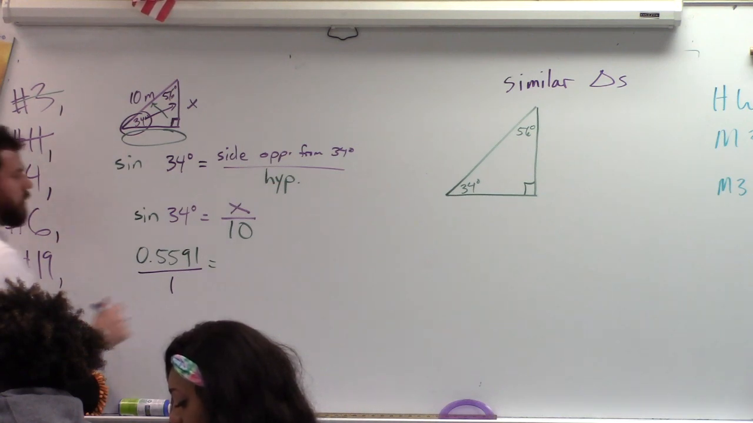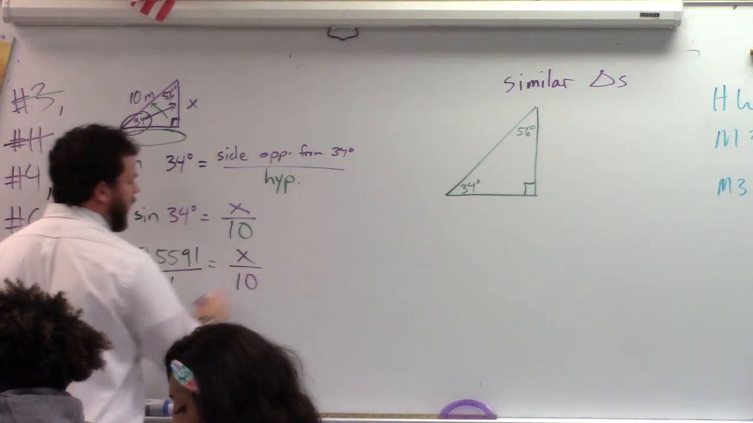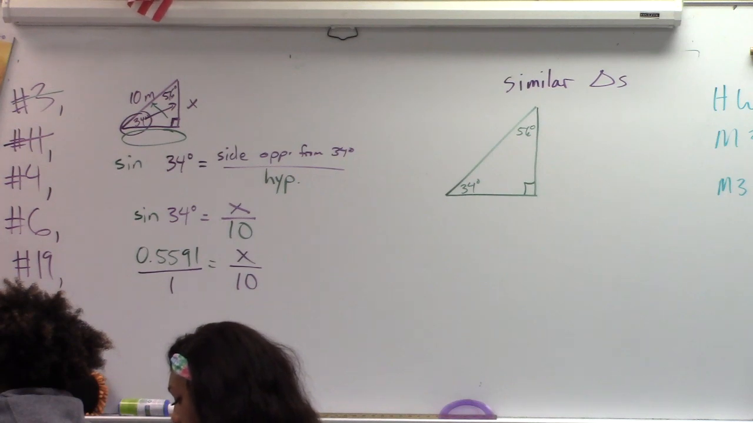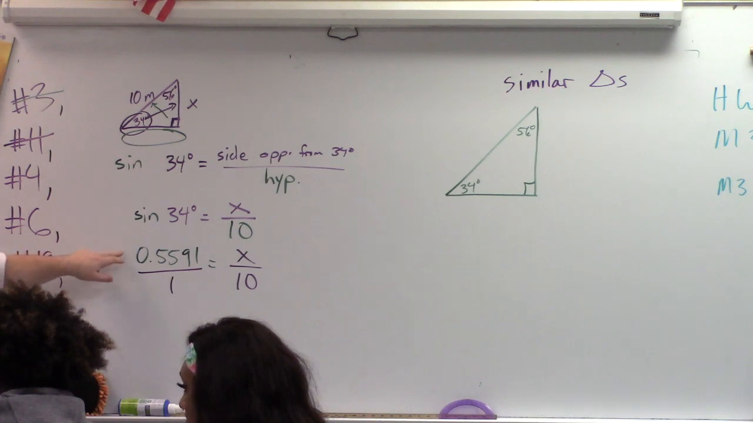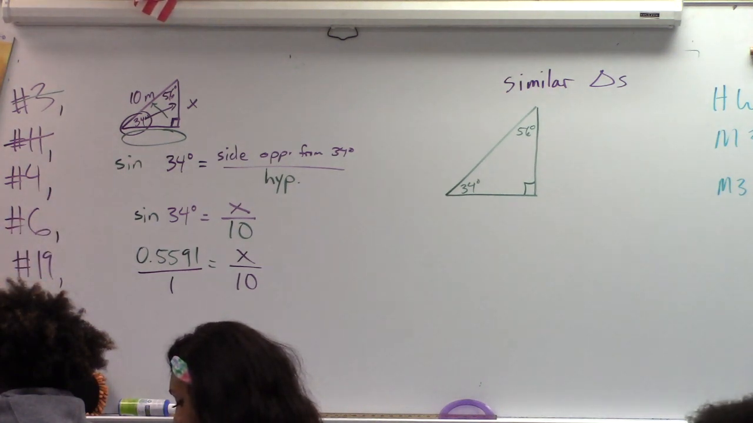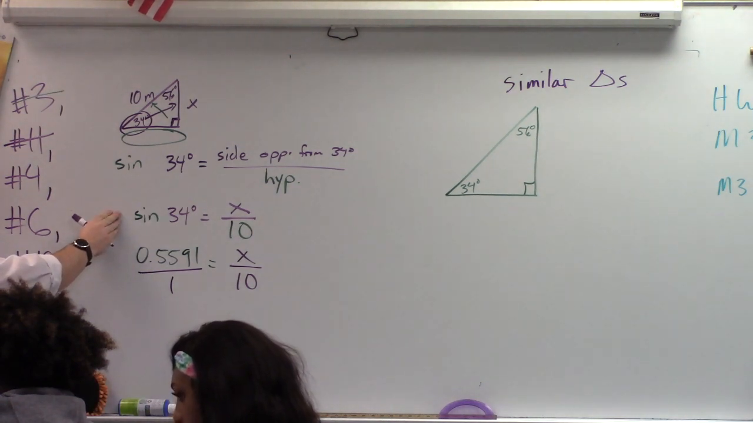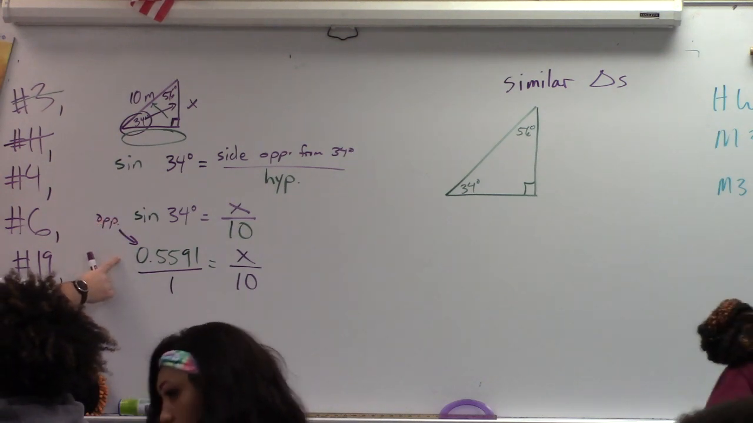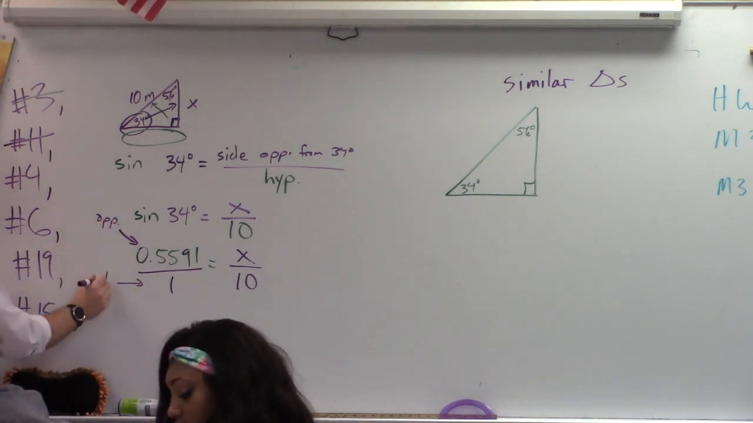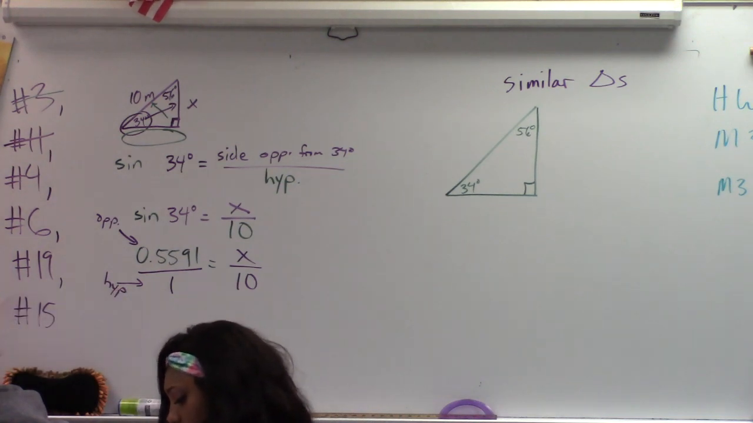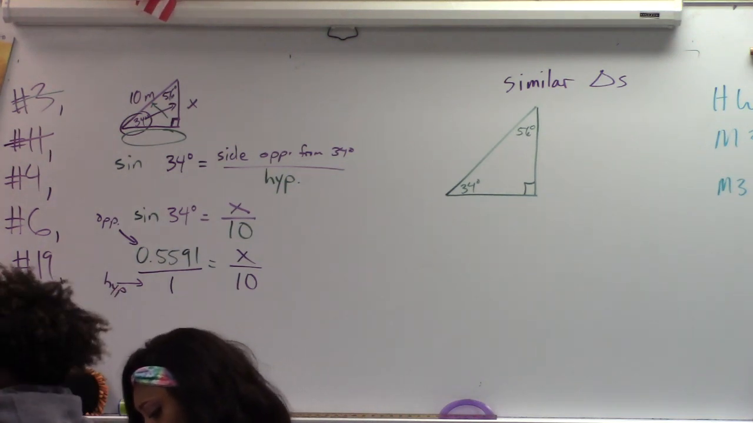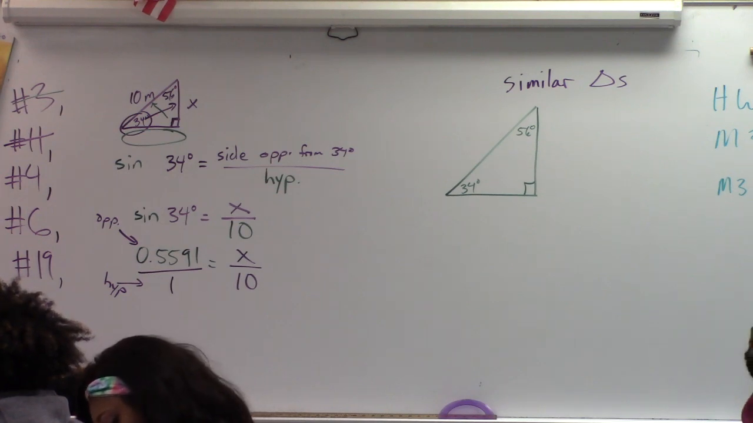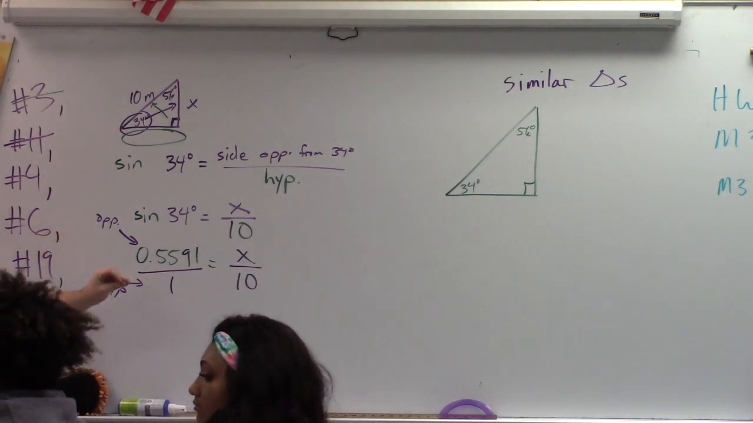Please notice, the right-hand side is still x divided by 10. But the left-hand side is 0.5591 to 1. Notice what we're saying is the sine of 34 degrees. In a 34-degree angle, the side opposite is 0.5591 when the hypotenuse is 1. So that is a ratio. You can scale it up, you can scale it down, and play around with it. But it doesn't have to be any more complicated than this.